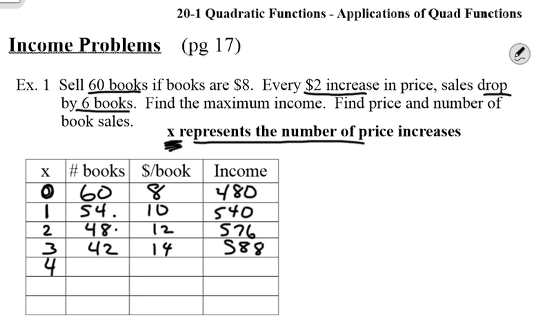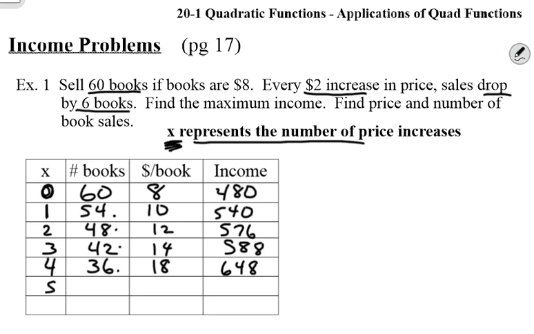Let's do 4 increases. Drop it by 6 more books. We're only going to sell 36 books, but we're now charging $18 per book. Well, 36 books at $18 per book. What happens? We are now doing $648 in income. So let's do a 5th one.